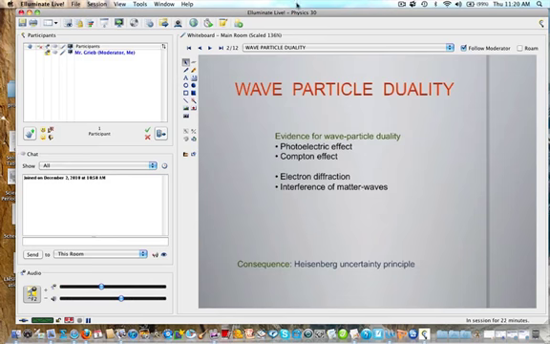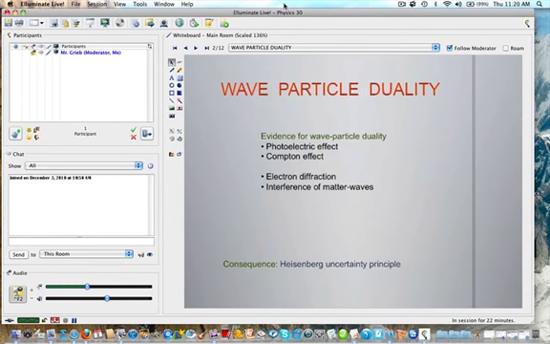All right, today we're going to be talking about the last topic basically in the light unit. We're going to talk about the Compton effect. Now, we want to put this into a context.